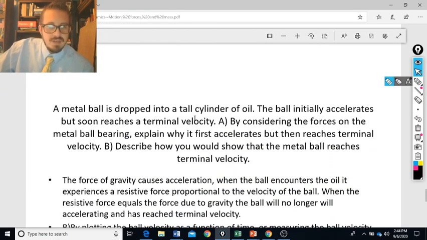Here's an example where we're looking at how forces are affecting the motion of an object. It says a metal ball is dropped into a tall cylinder of oil. The ball initially accelerates, but soon reaches a terminal velocity.